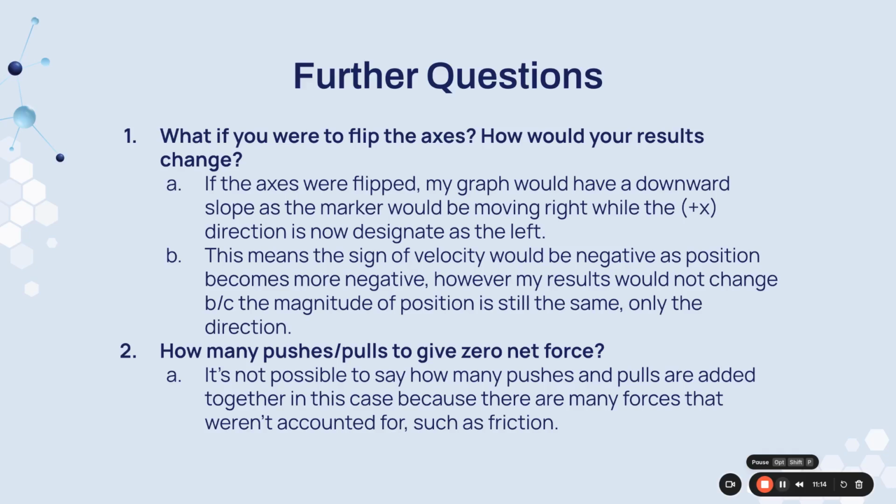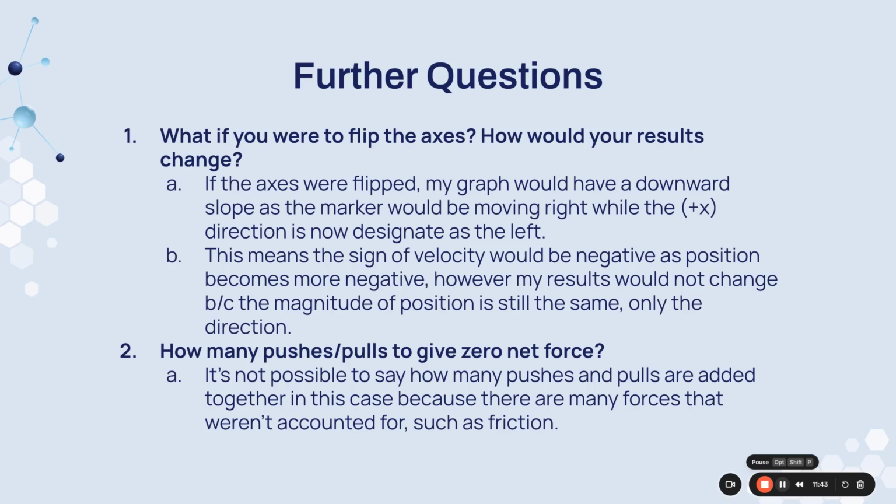Now, let's dive a little deeper into this lab with some further questions. The first one being, what if we were to change the axes? How would the results change? Well, if the axes were flipped, my graph would have a downward slope as the marker would be moving right, while that positive x direction is now designated as the left. So this means that the sign of velocity would be negative as position becomes more negative. However, my result wouldn't change because the magnitude of position is still the same, only the direction.